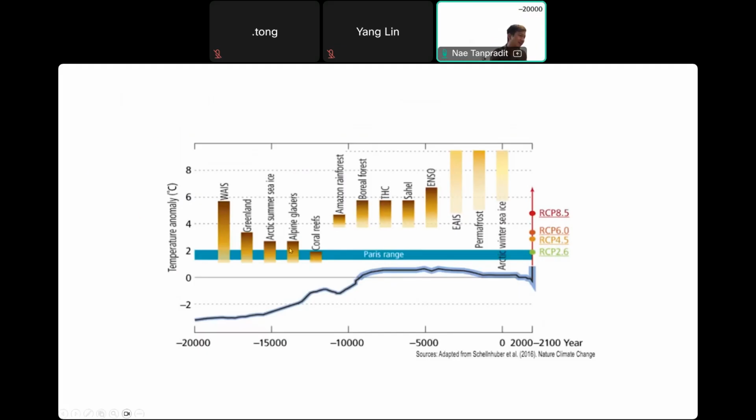The other tipping points, but we have to raise the temperature of the world to like 2.5 or 3, are Greenland vanishing, Arctic summer sea ice vanishing, Alpine glaciers wiped out like this. Amazon rainforest wiped out after 4.5. The boreal forest is the forest in the high elevation. But the first one is the coral reef.